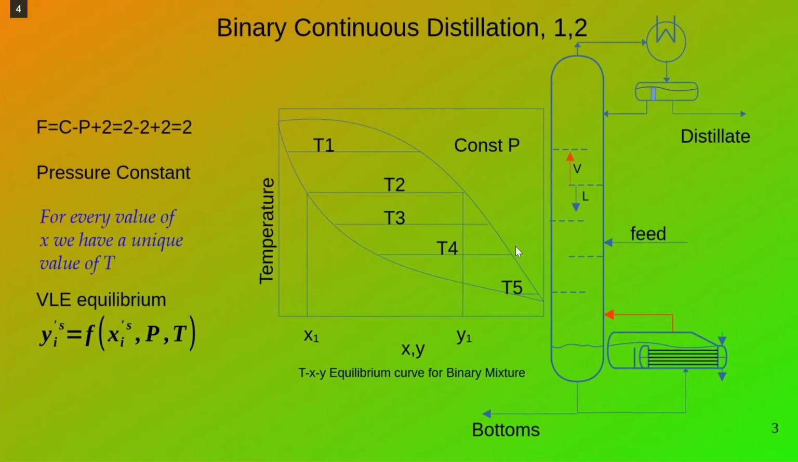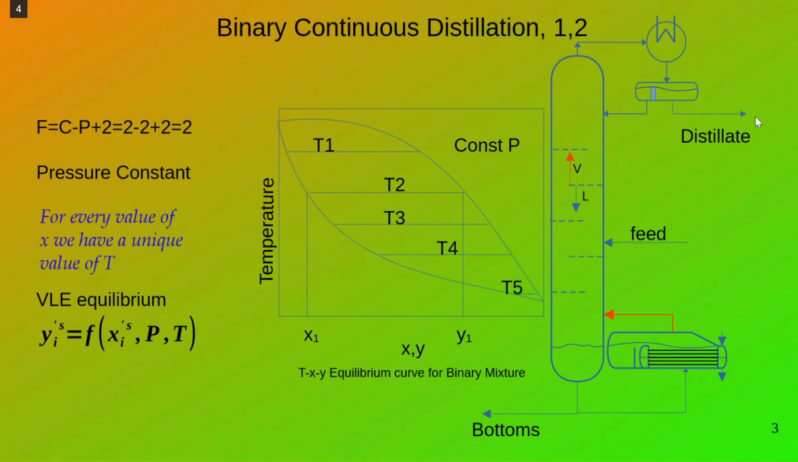Let's apply this to a binary continuous distillation problem. In a binary continuous distillation, what we have is a binary feed which goes into a distillation column, and this is the feed tray. And then we have the bottoms and we have the top product, that is the distillate.